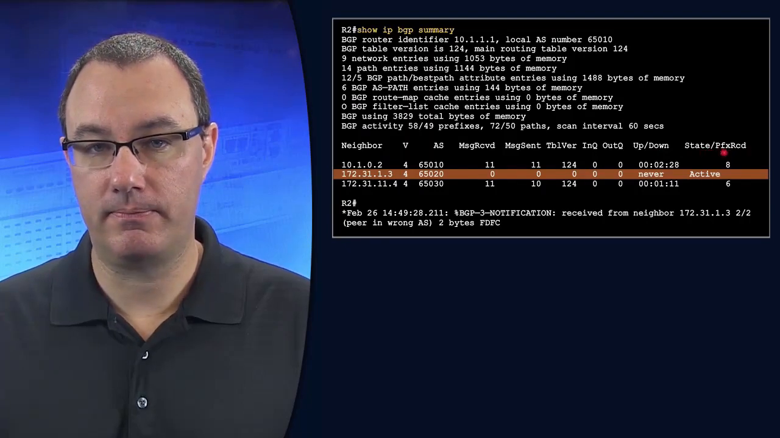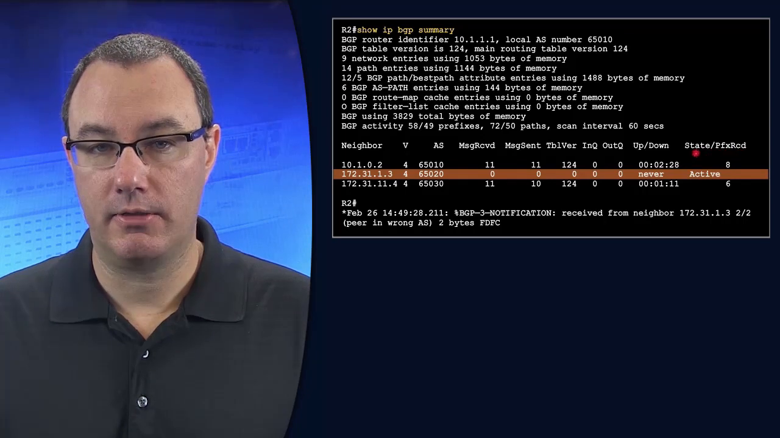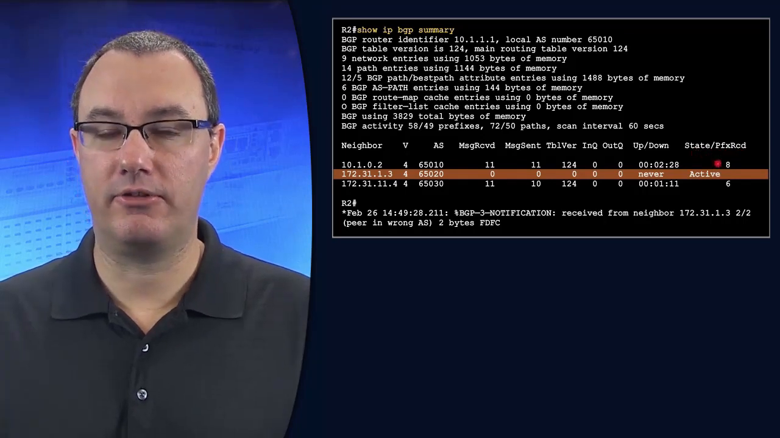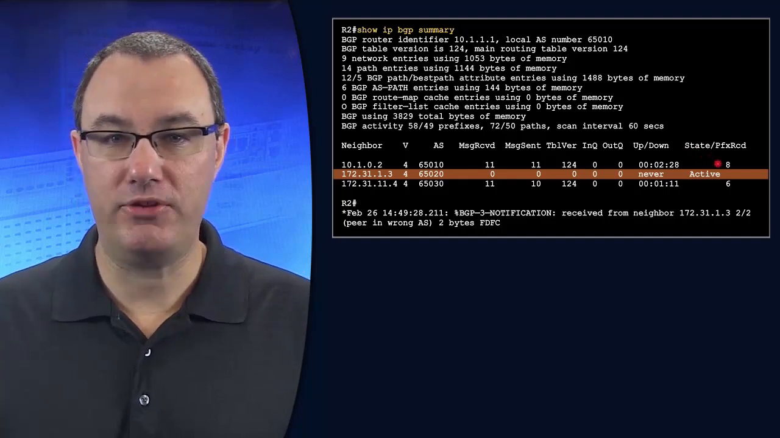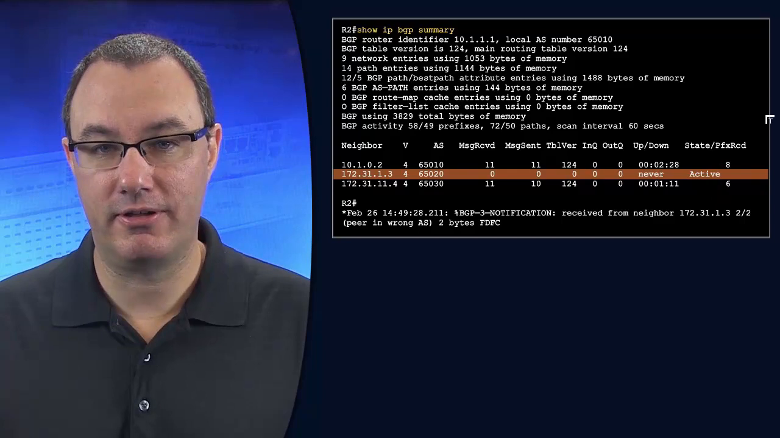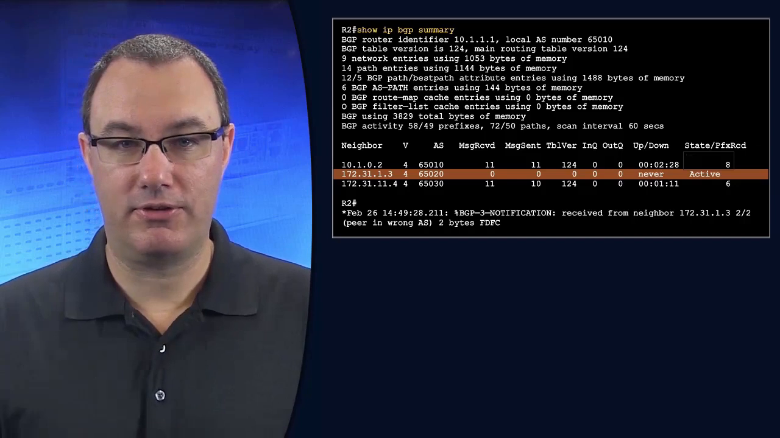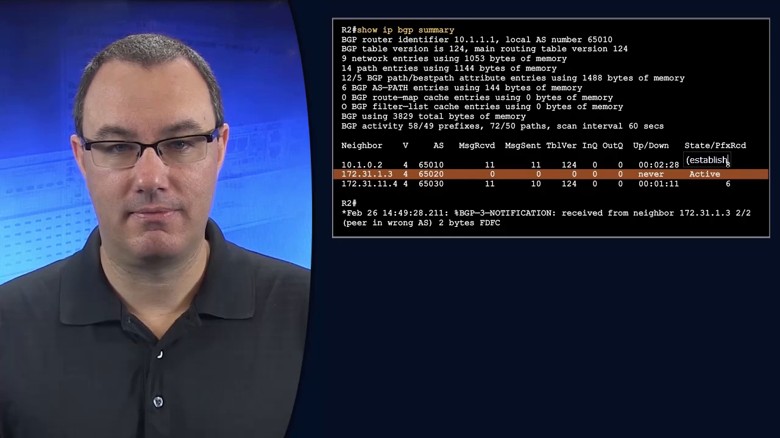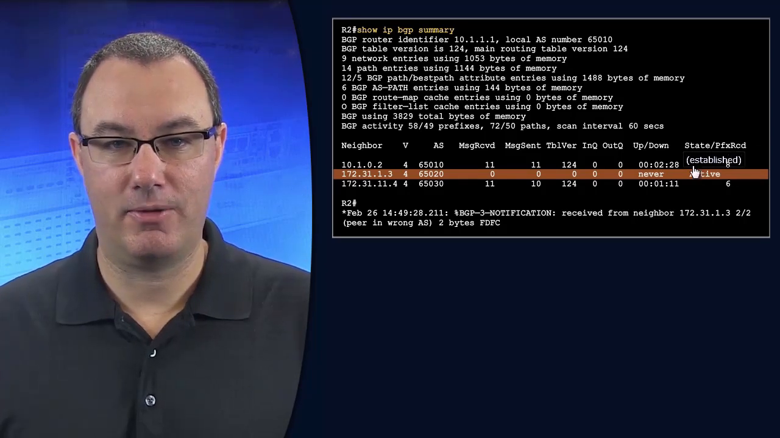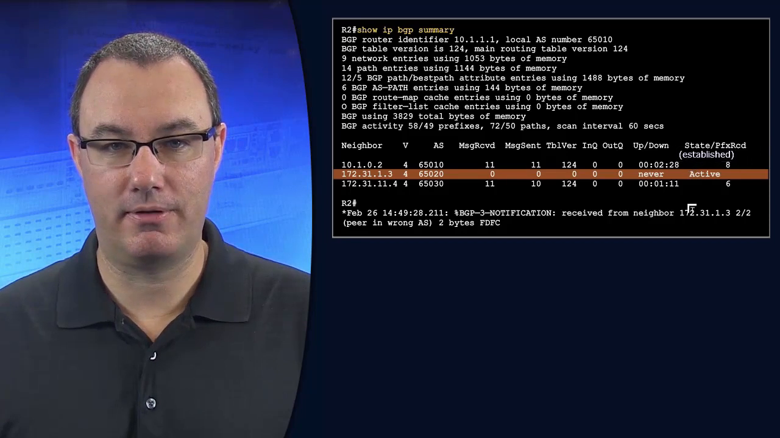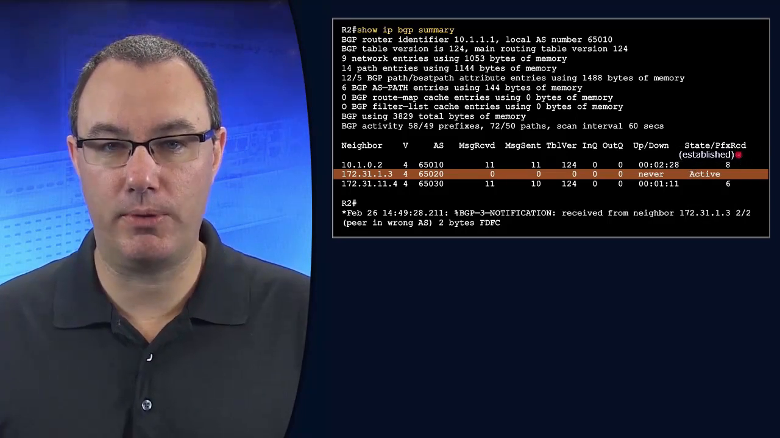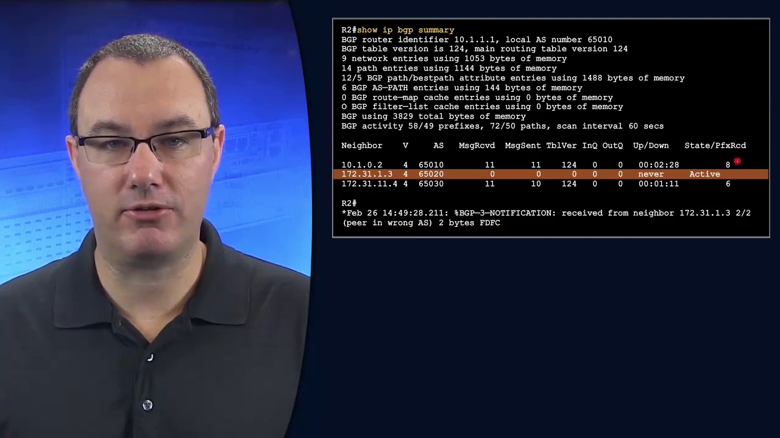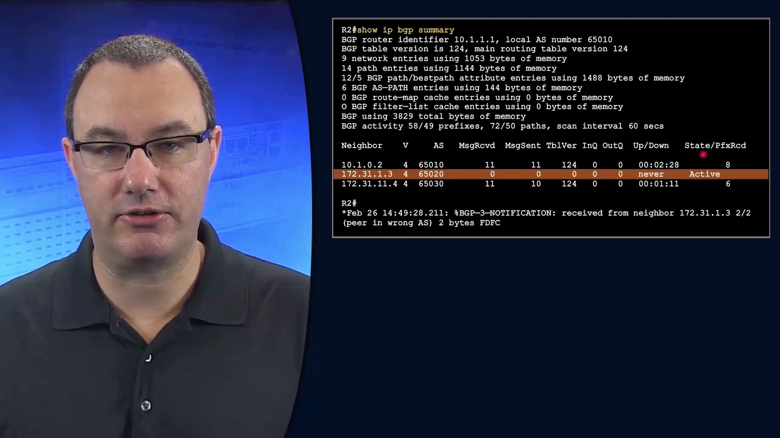State/prefixes received. We don't always see a state. Is that a problem? No. If we see a number, that implies established. It implies established when we just see a number. So established is what we want to see. And we have to go, oh, 8, that means our state is established. 6, the state is established.